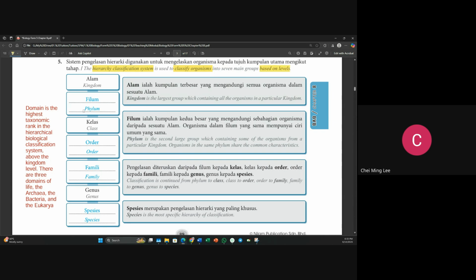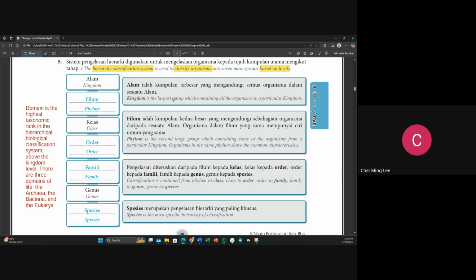Actually, according to the books, there is another one. It should start with kingdom, which is no. The highest should be domain. Domain is the highest taxonomic rank in the hierarchical biological classification system, above kingdom. There are 3 main domains, which are archaea, bacteria, and eukarya. Then followed by kingdom, phylum, class, order, family, genus, and species.